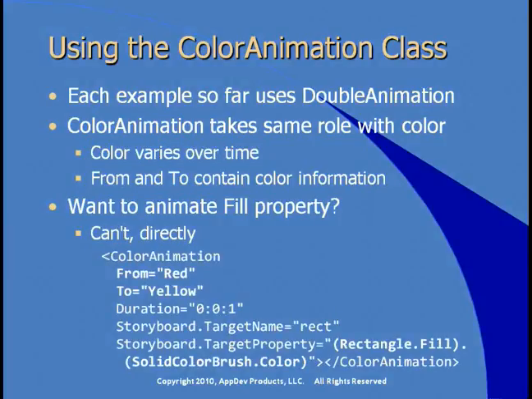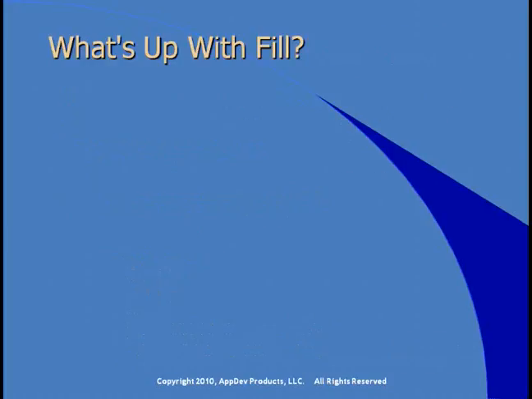The fill property normally is set to a string that contains a color. But you're not really setting the fill property to a string. You're setting the fill property to a solid color brush. What you're really setting is the color property of that solid color brush. So what you have to do then is set the target property of your storyboard to be, say you're modifying the fill property of a rectangle, you'll have to use rectangle.fill.solidColorBrush.color. I know it seems like a lot of typing just to set the fill property, but the problem is fill isn't a color. Fill is a brush, and that takes a little more effort.